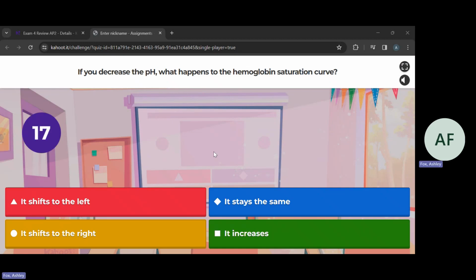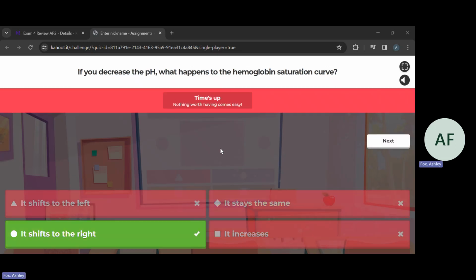If you decrease the pH, what happens to the hemoglobin saturation curve? It shifts to the left, stays the same, shifts to the right, increases. So this shifts to the right.